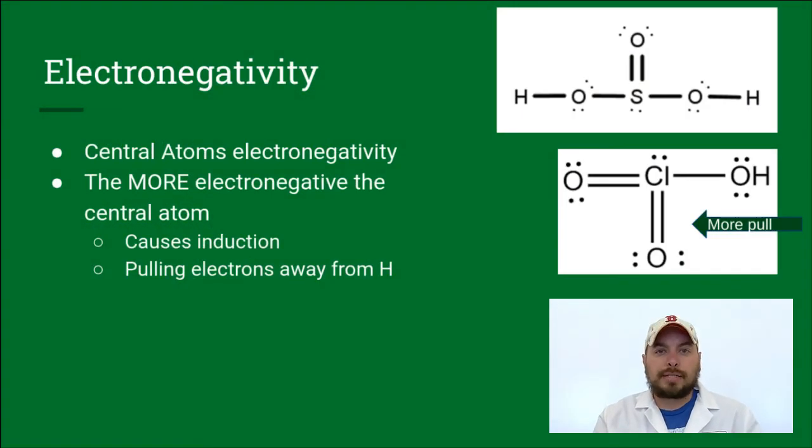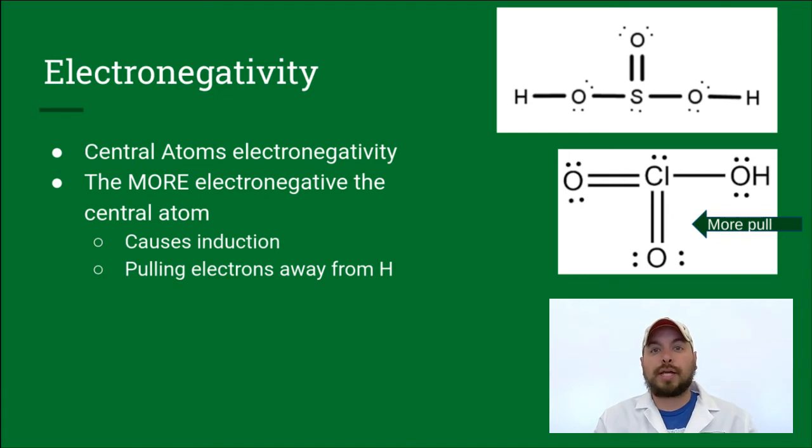Also in oxyacids, the central atom's electronegativity makes a difference. So let's compare two oxyacids that have the same number of oxygens but a different central atom. If I compare HSO3, sulfurous acid, and HClO3, which is chloric acid, what we end up seeing is the fact that the HClO3 is a strong acid, whereas HSO3 is not. The difference between the Cl and the S is the electronegativity.